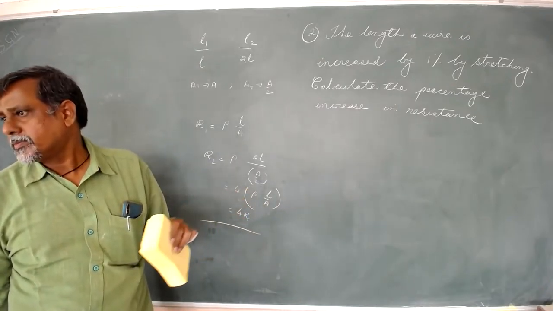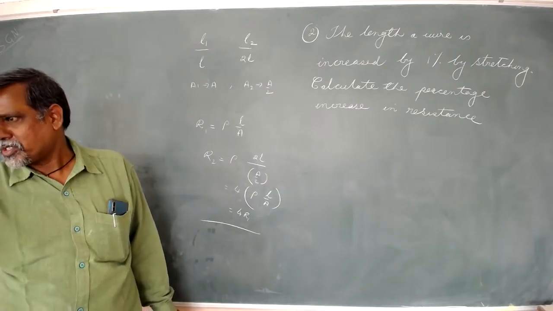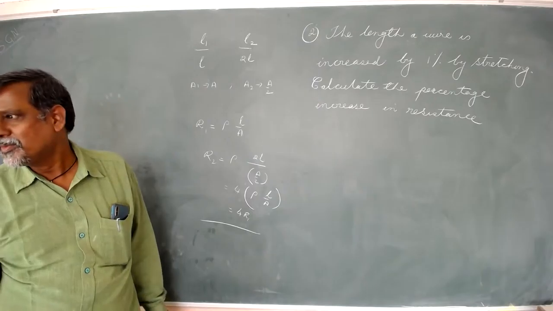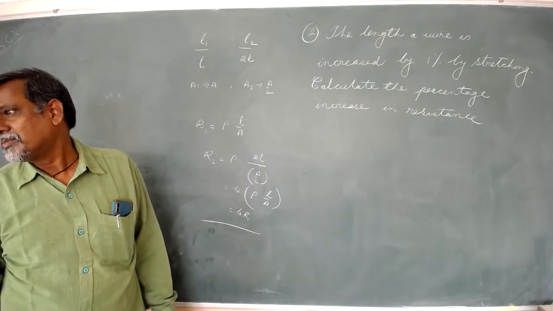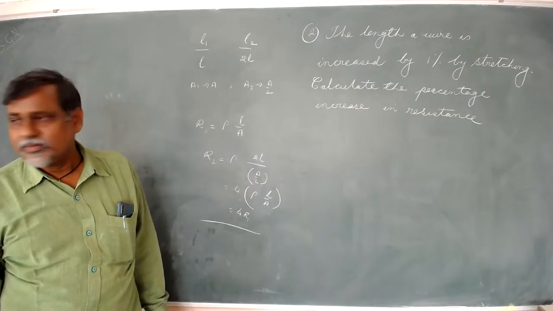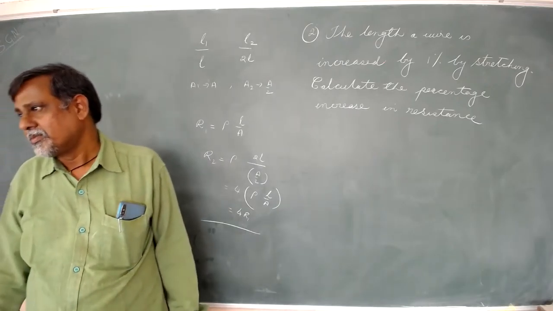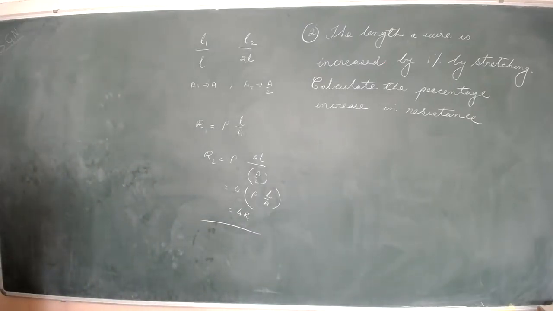How simple? 2%? 2% is wrong. Not even approximate. 2% means you are so far away from the answer.